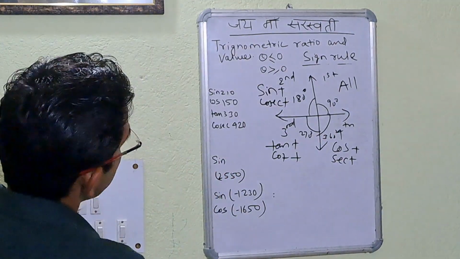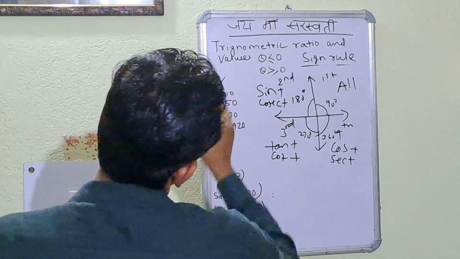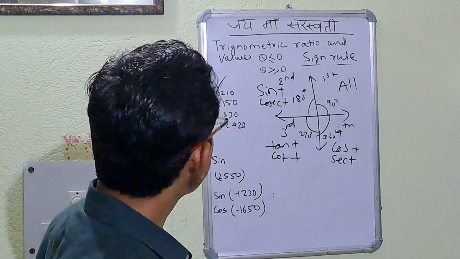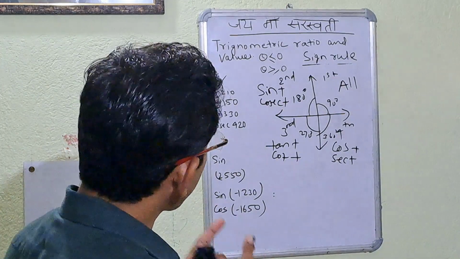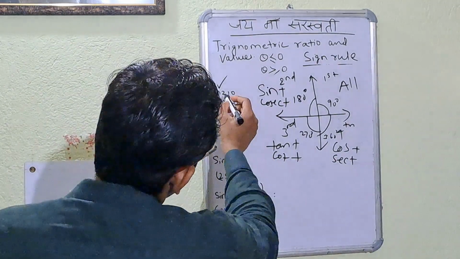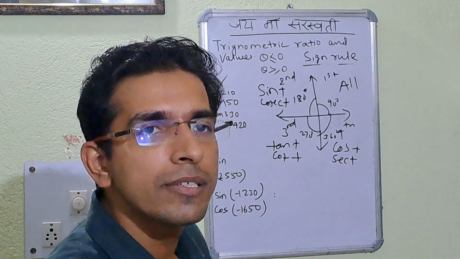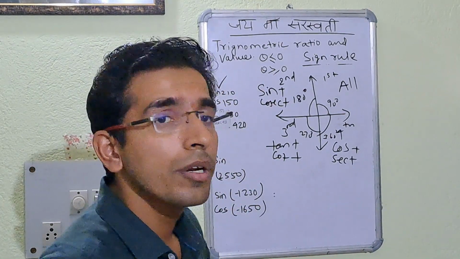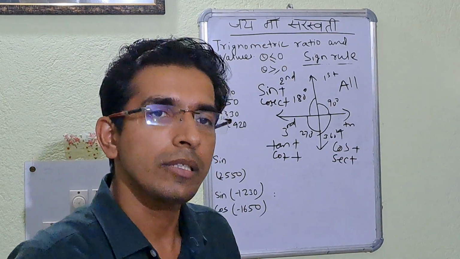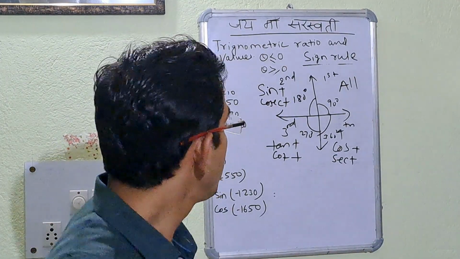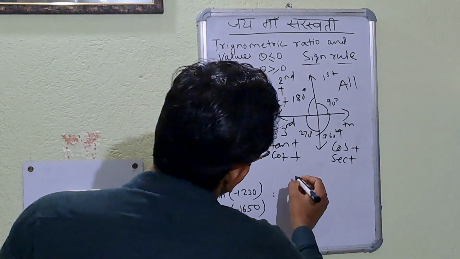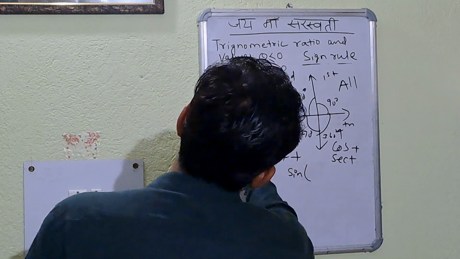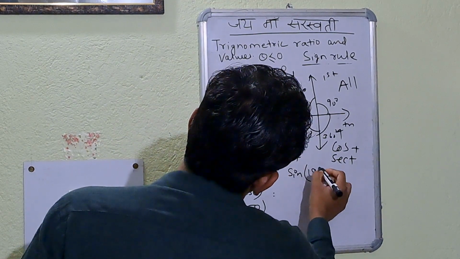So in this case, suppose we want to take the example of sine 210 degree. We have to check whether this particular angle, 210 degree, is nearer to 180 degree or 270 degree. Thereafter we have to frame a strategy. So sine 210 degree is 180 degree plus 30 degree.